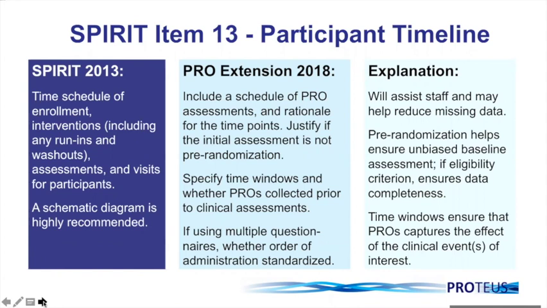Having a clear schedule of assessments will again assist staff and may help reduce missing data. If you collect your PRO pre-randomisation, it will help ensure unbiased baseline assessment, and we'd recommend this in the majority of trials. And if you include this as an eligibility criteria, it might ensure data completeness.